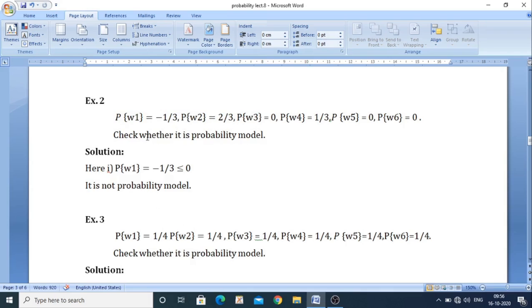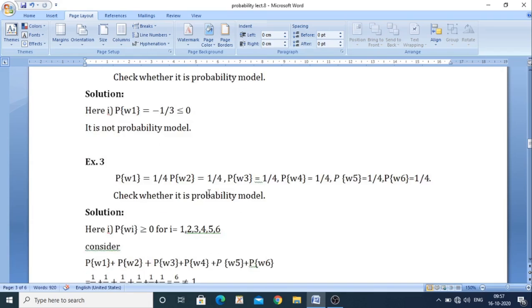Now first check the first condition, that is whether the probability is greater than or equal to 0 or not. Here P of omega 1 is minus 1 by 3, which is not positive, that is less than 0. So the first condition itself fails. So no need to check the second condition. So it is not a probability model. Now see the third example.